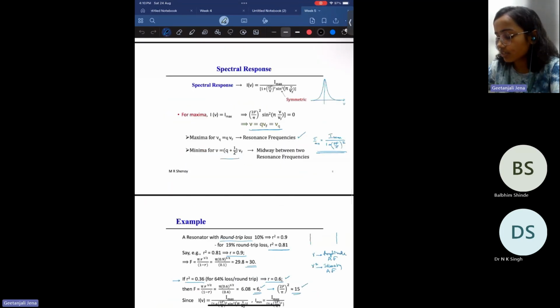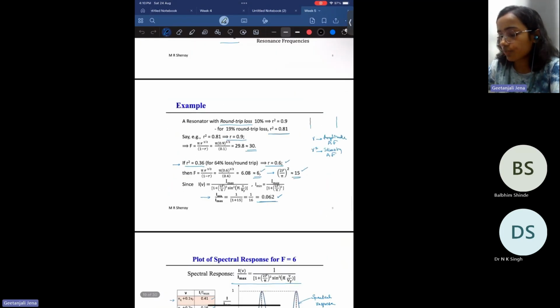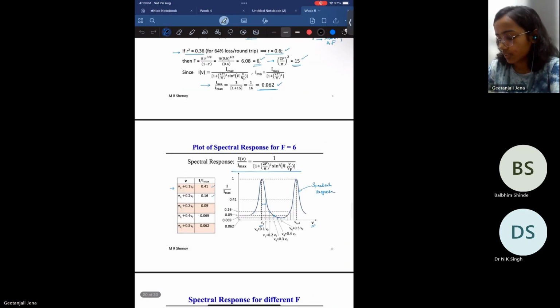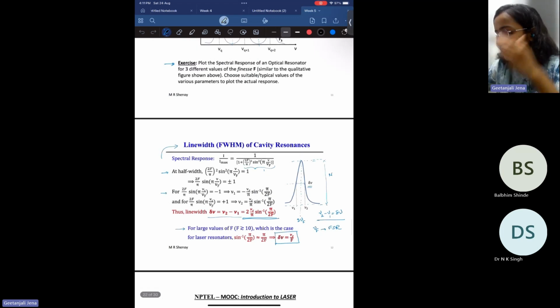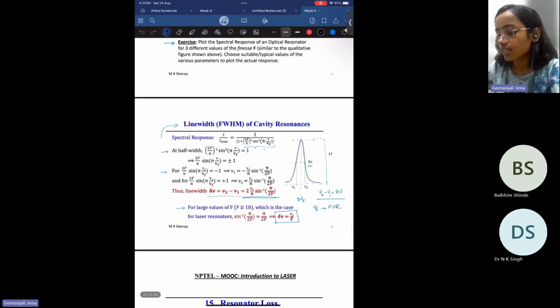So you are confused about which formula to use in which situation, right? Normally, whatever the question will be, it is of high fineness, that is, F is much greater than 10. So for that you can use the fineness formula, that is, sin inverse of pi by 2F, you can approximate as pi by 2F.